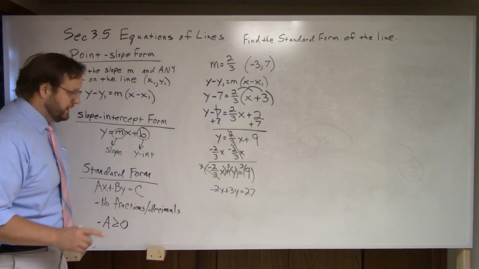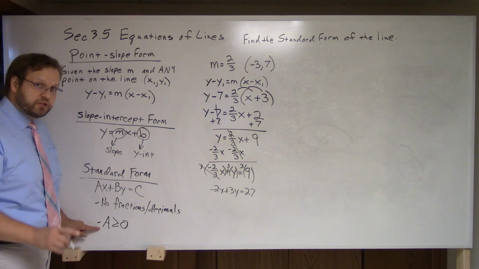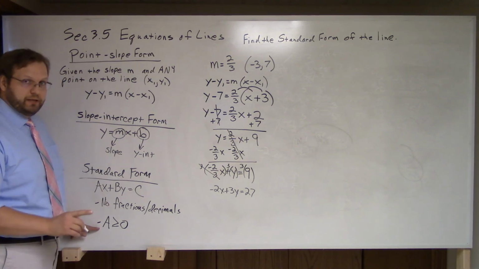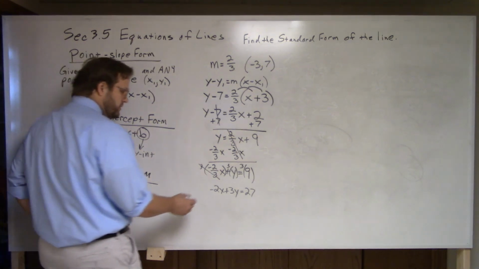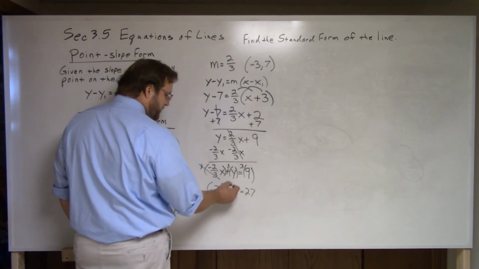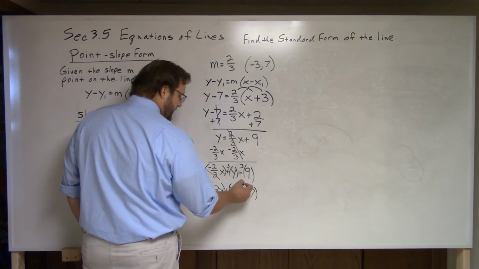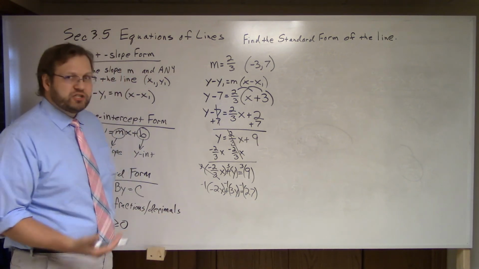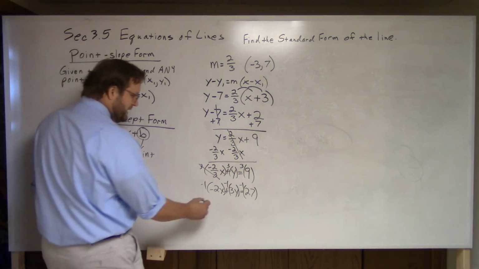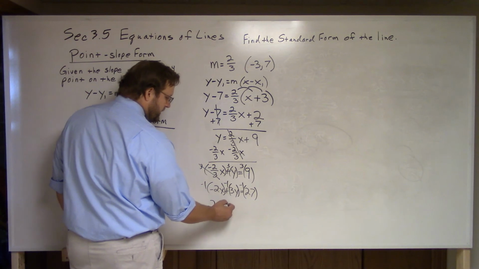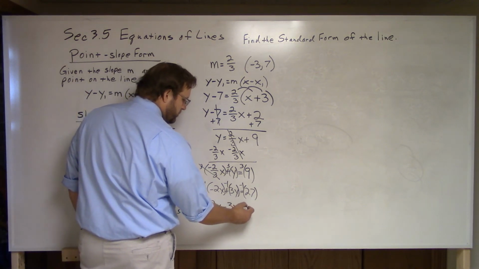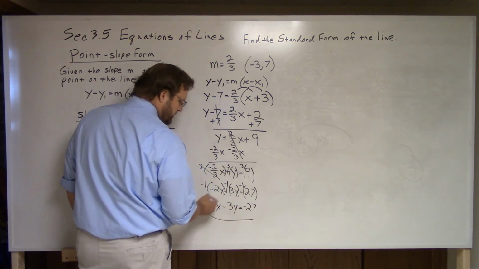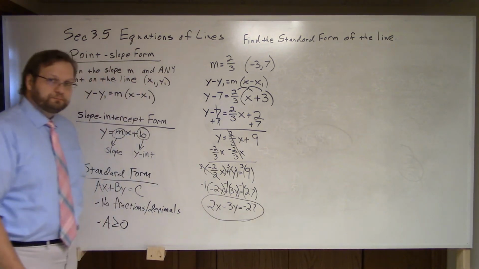And then lastly, that coefficient on x cannot be negative. Okay, so what I'm going to do is multiply everything by a -1. Really, for all practical purposes, all we're doing is changing all the signs. So what we get is 2x minus 3y equals -27. And there is your standard form.